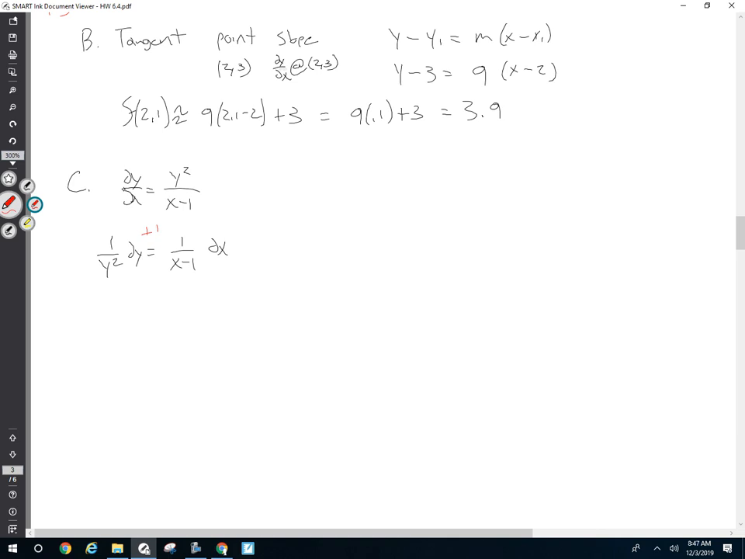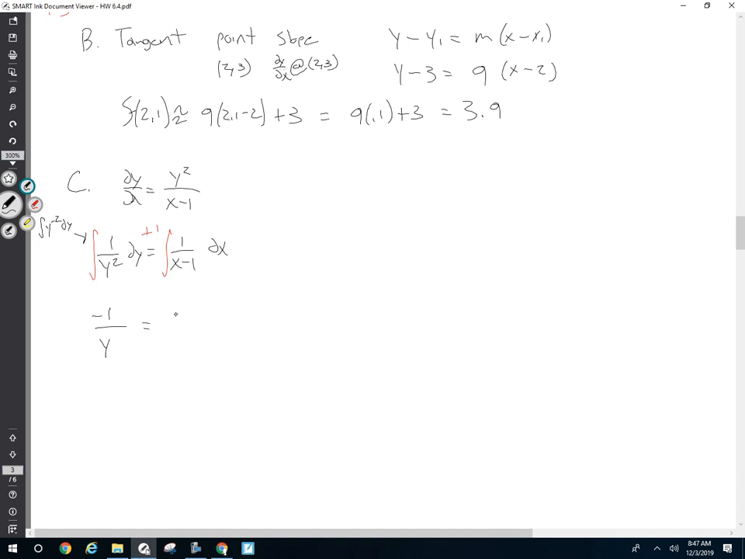I divide by y squared, I multiply by dx. You'll get 1 point for each antiderivative. 1 over y squared, the antiderivative is not log absolute y squared. You rewrite this as y to the negative second. You use the power rule to get negative 1 over y, or negative 1 times y to the negative first.